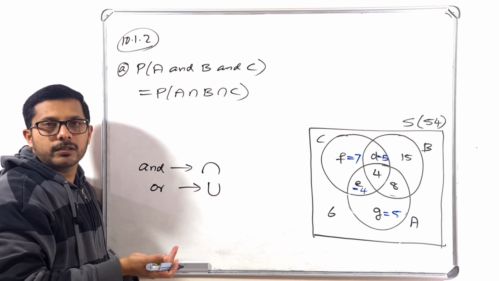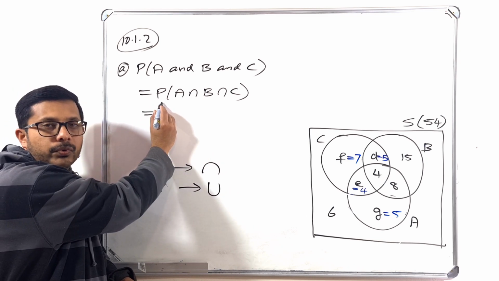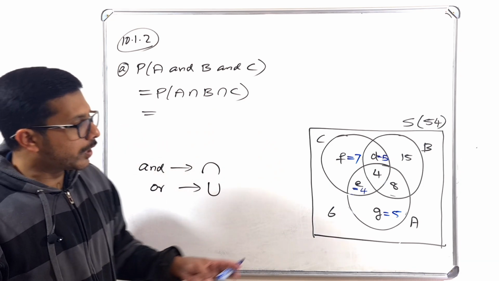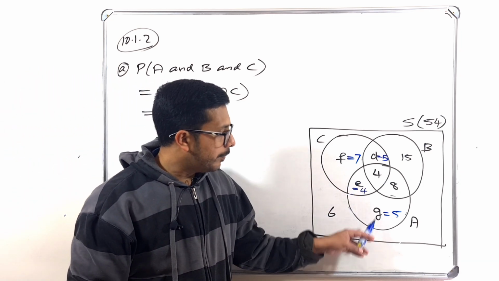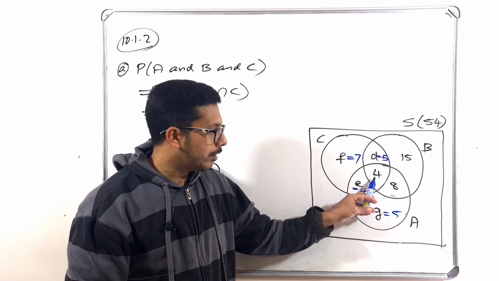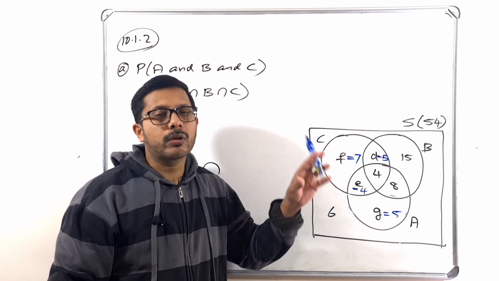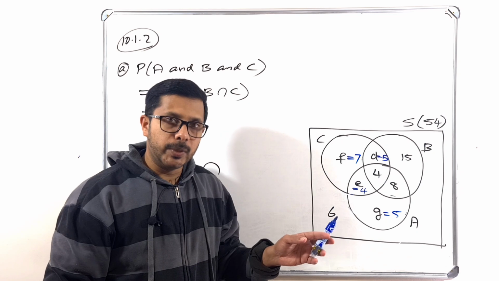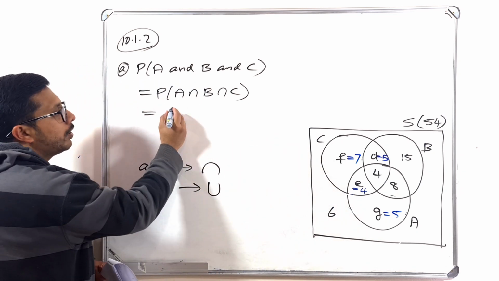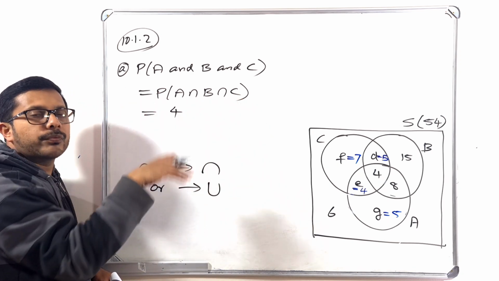What is the meaning of this intersection? Intersection means common. So the question is to find the probability that A, B and C are common. Which space is common? This space. How many are there? 4. Okay, so there are 4 countries that are common, or they are using all those A, B, C methods. So A intersection B intersection C is 4, common for all those 3.